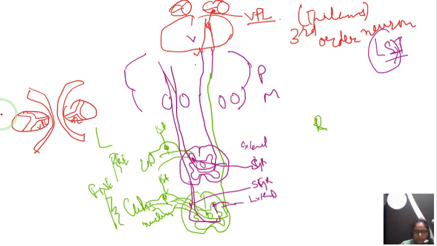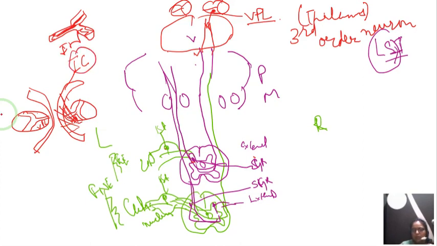Then we can see that in the VPL nucleus, it gets the synapses and sends its neurons to the internal capsule. Fine. And to the intralaminar nuclei. What are the intralaminar nuclei? They are nuclei of the thalamus only. See, the part which looks like this in the thalamus, this is your intralaminar. Fine. It sends its endings to the intralaminar nuclei and to the internal capsule.